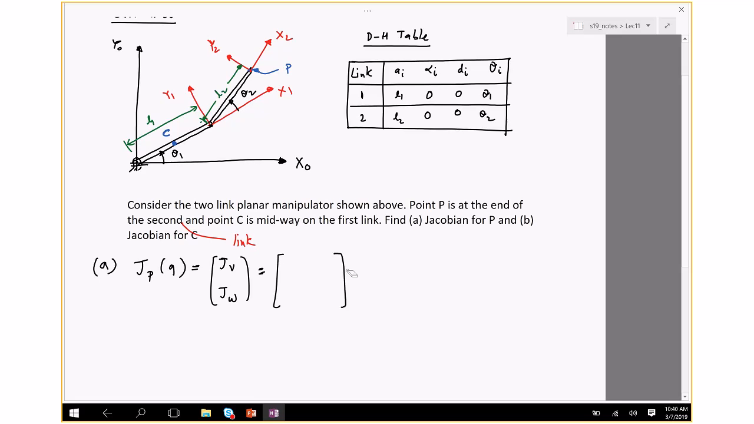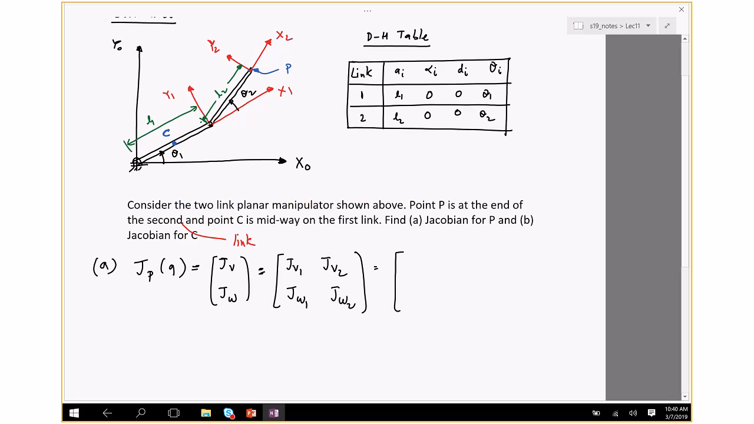So what will happen is, since there are 2 links, you will have 2 JVs. Let me call that JV1 and JV2, and you'll have 2 J omegas. This will always depend on the number of links. Depending on the number of links, you'll have so many J's. So the first step is to try to figure out what JV1 is.